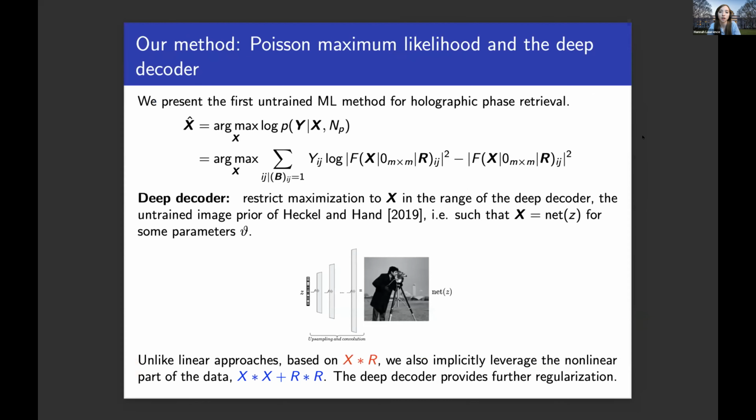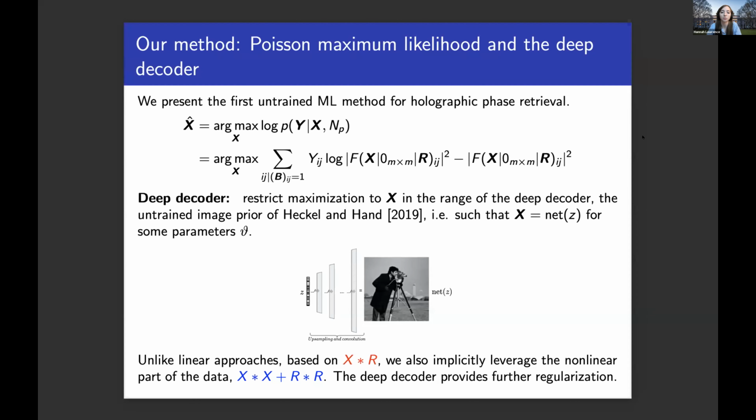Our method combines two key ingredients. The first one is something very familiar, I'm sure: maximum likelihood optimization. And we're actually using the Poisson distribution for the noise because that's going to be the most faithful in the high noise regime. The other ingredient is the deep decoder. This may be familiar to some of you, but the deep decoder is essentially an untrained image prior invented by Heckel and Hand in 2019 that can output natural looking images if you optimize it appropriately, but again, doesn't have any sort of specific dataset built into it.